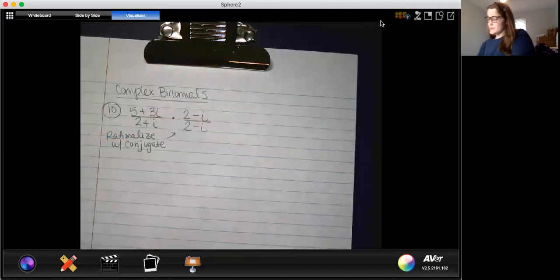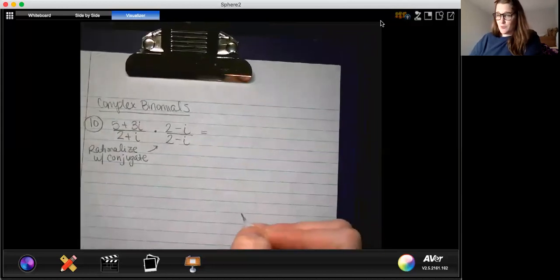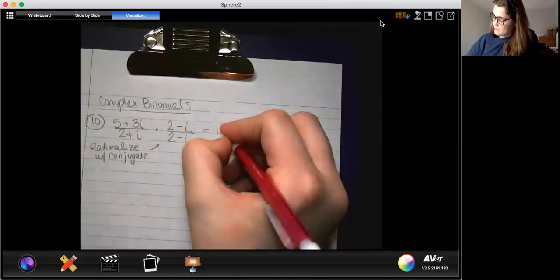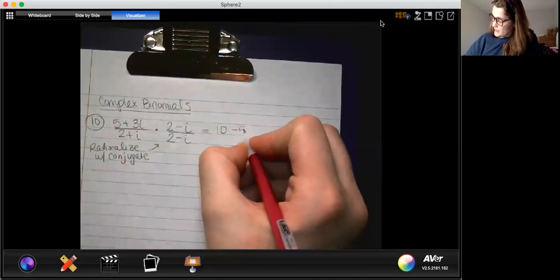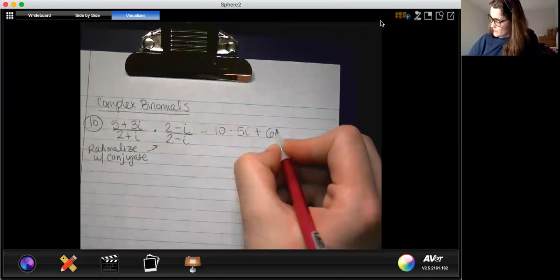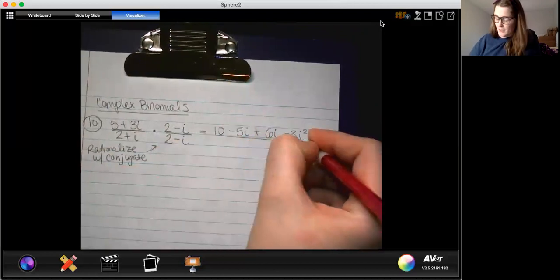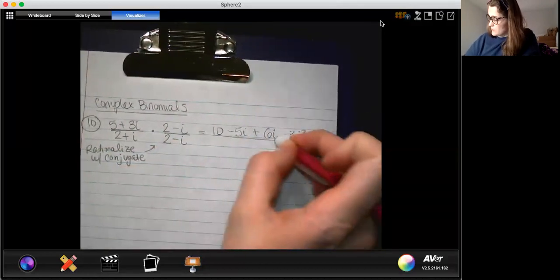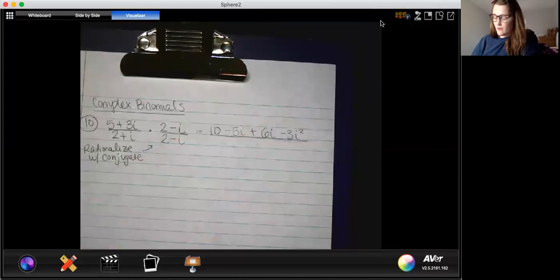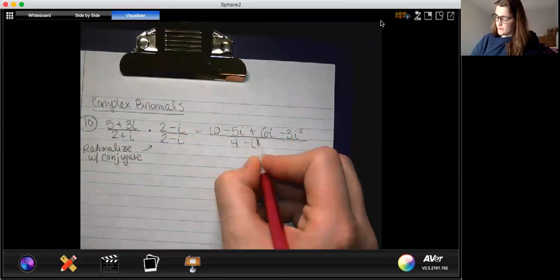Okay, so we're rationalizing with the conjugate. And again, if you feel comfortable to multiply straight from here, multiply straight from here. So 5 times 2 is 10, negative 5i, positive 6i, and negative 3i squared. Divided by, again, it's a conjugate, so we know those middle terms are going to cancel. If you don't feel comfortable doing that step, then you can write it out. 2 times 2 is 4 minus i squared.